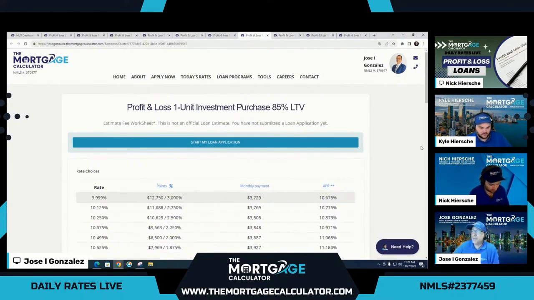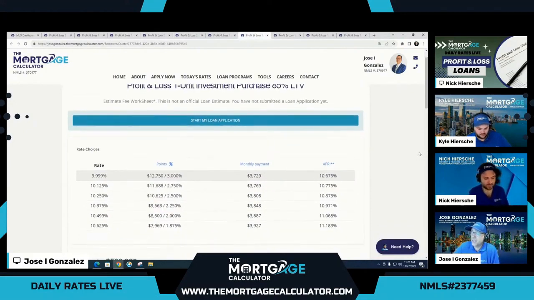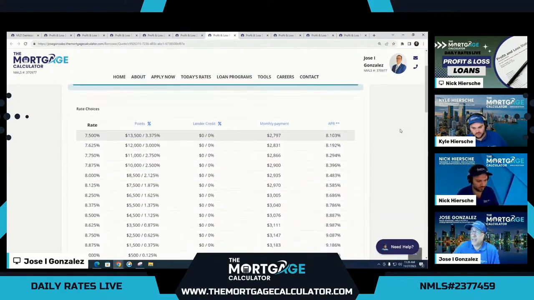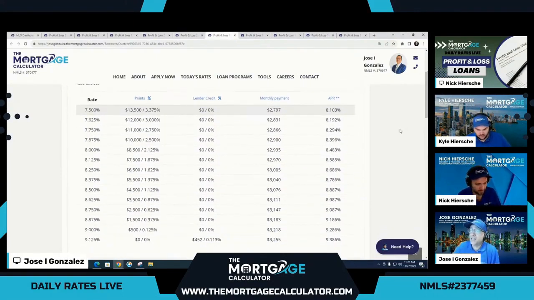Our investment maximum LTV is 85%. This is with a 3-year prepay. The lowest cost option is 10.625, and we can buy that down to 9.99. And 80% gives us substantially better options on the investment. At 80%, you're looking at 9.125 at par, and we can buy that down to 7.5%. Wow.